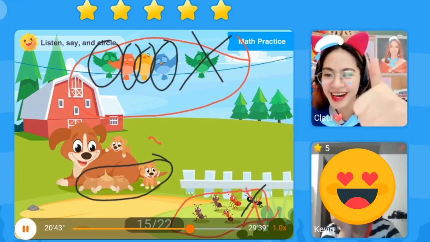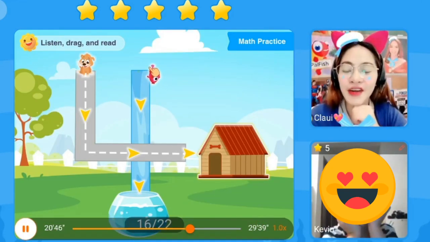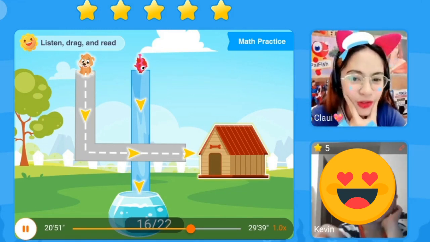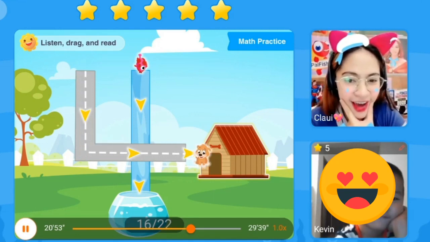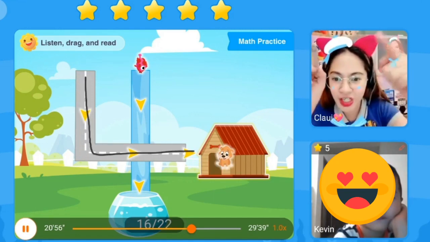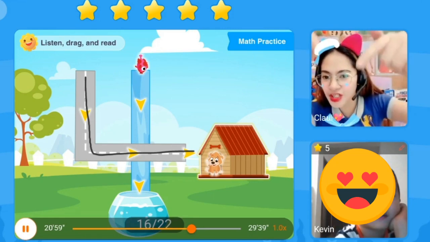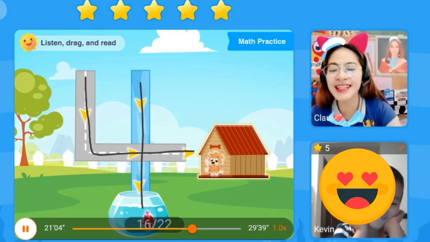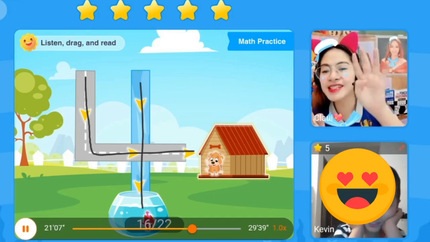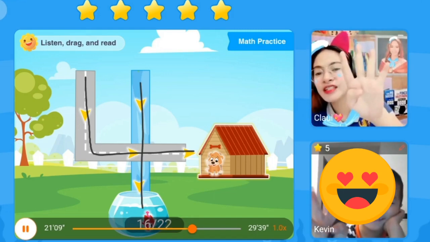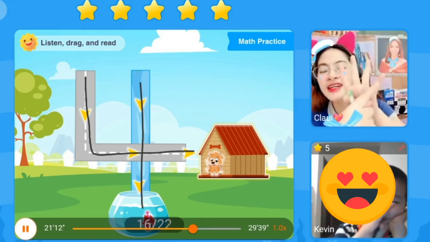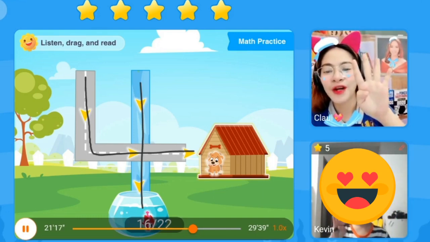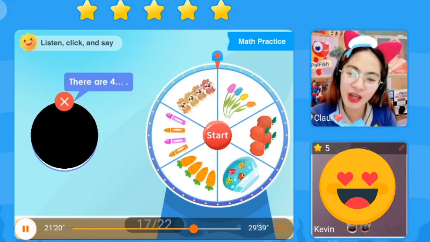All right, well done. Now look, there is a puppy and a fish. Let's help them get home. I will drag the puppy. Wow! Can you drag the fish? Let's help the fish. Go to the tank. Yes, what number is that? This is the number four. Yes. Now this is you. Let's play.